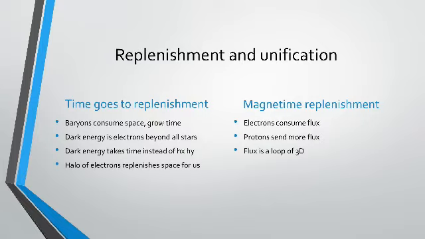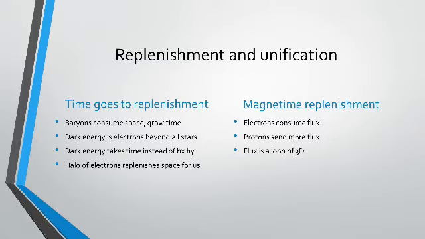So on the right we see magnet time replenishment is an analog of what's going on in three-dimensional space. But it's a flat kind of replenishment. Electrons consume flux, not space. Protons send more flux to the electron, and that's a loop. A three-dimensional loop of two space dimensions and one time-like dimension. So this loop just continually has a replenishment, and it's similar to the entire universe, where still it's protons and electrons as the fundamental particles.